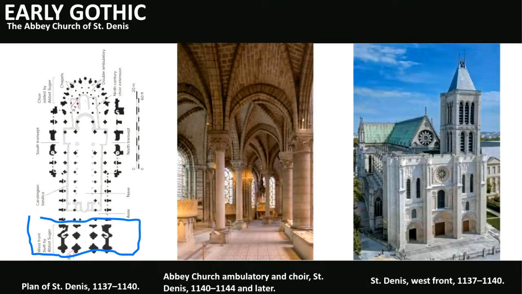So they start building this. And we start seeing inside the ambulatory and the choir. We talked about the choir. The choir is the space that is more private for the monks. But again, you start seeing the light, the buttressing, the vaulting, the pointed arches. You see how these columns are so slender. You don't really feel the heaviness.